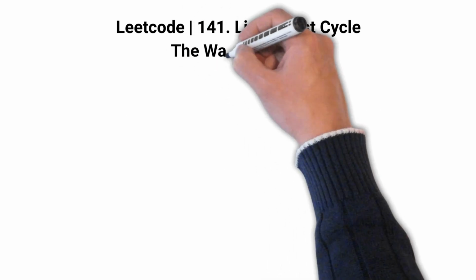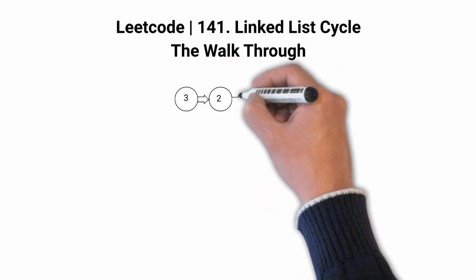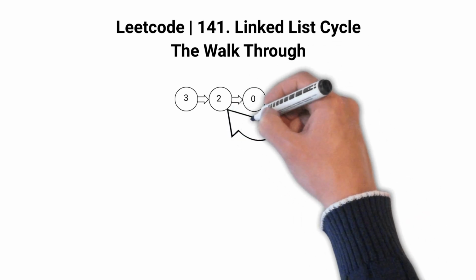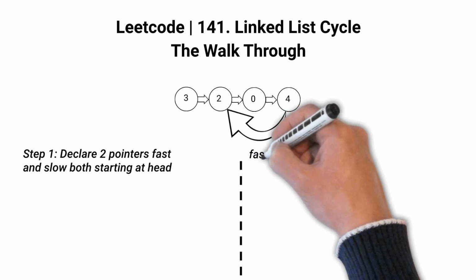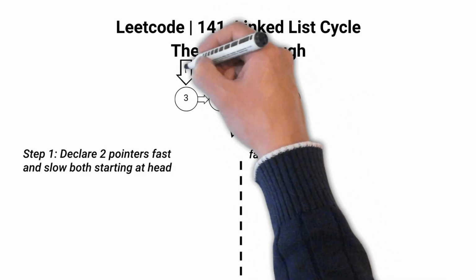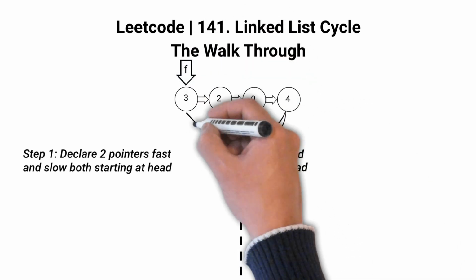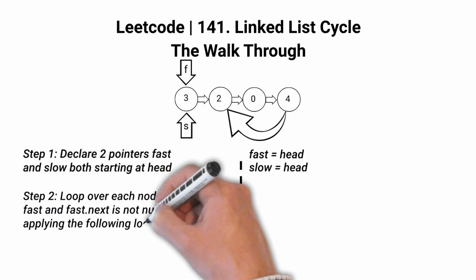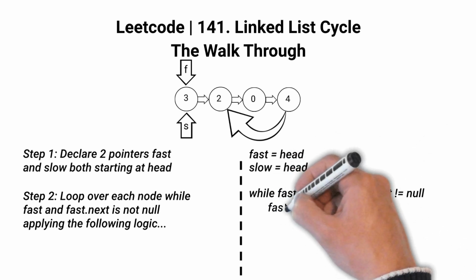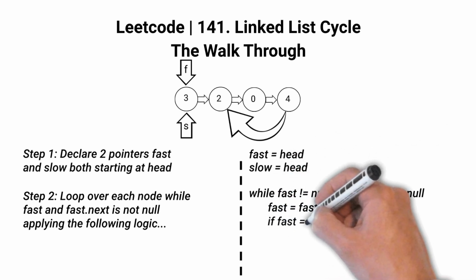Now let's walk through an example. 3, 2, 0 and 4. Step 1. Declare two pointers, fast and slow, both starting at the head. We can see F for fast and S for slow here, pointing at 3. Step 2. Loop over each node while fast and fast.next is not null, applying the following logic.